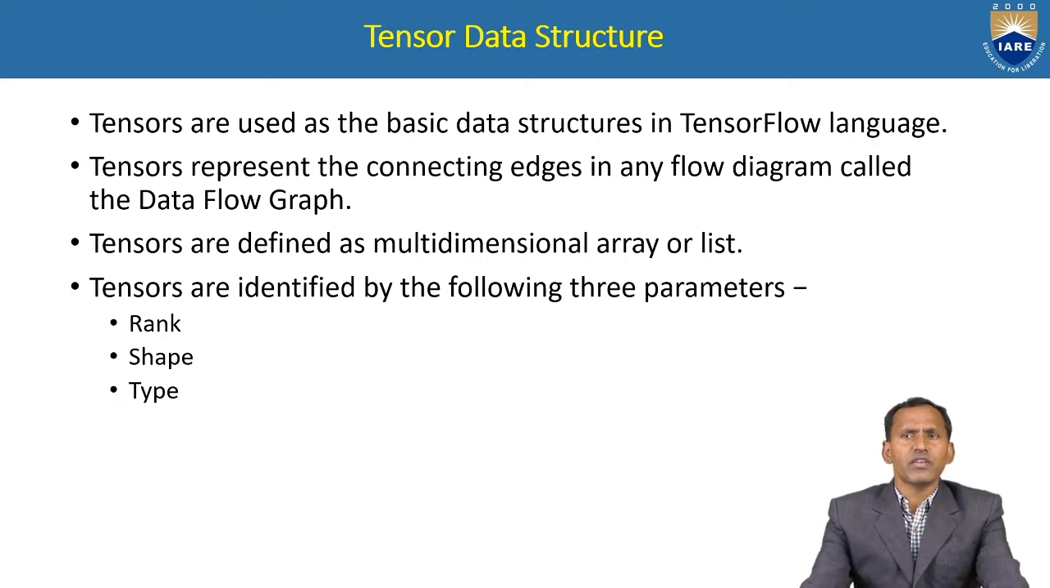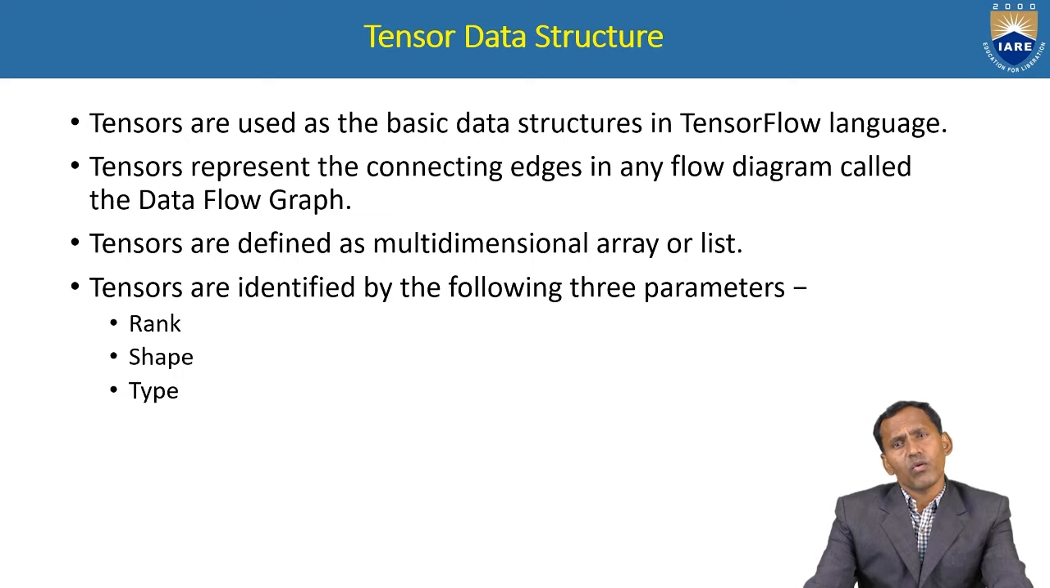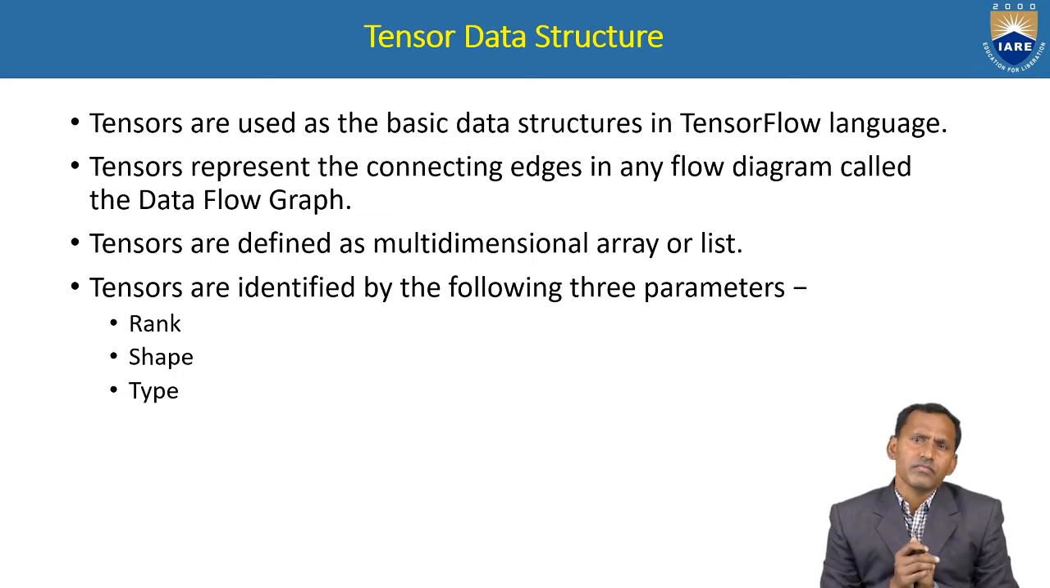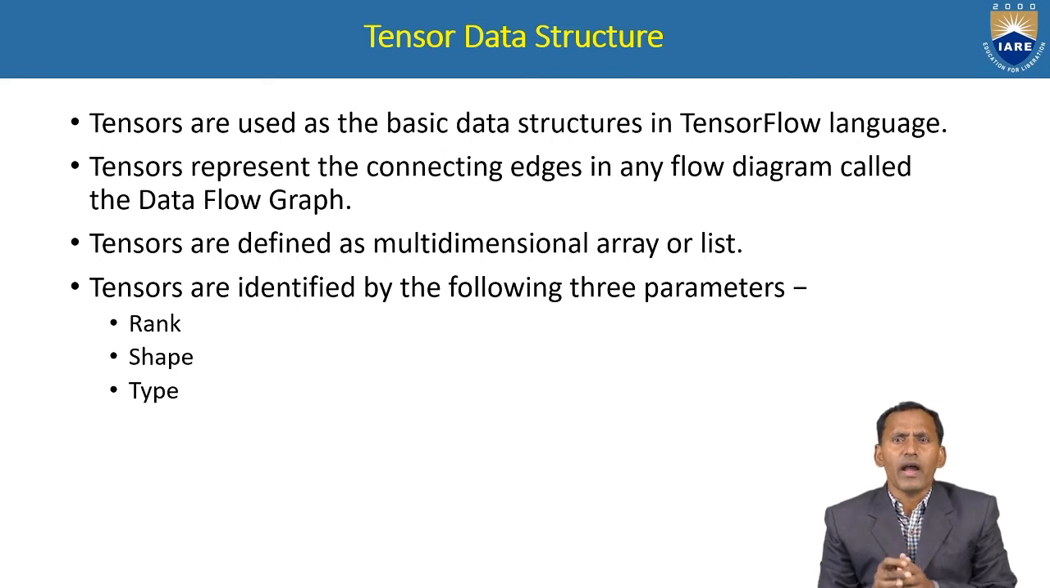Tensors are used as the basic data structure in the TensorFlow language. Tensors represent the connecting edges in any flow diagram called a data flow graph. Tensors are defined as a multidimensional array or list. We can identify tensors in a TensorFlow diagram by using three parameters: rank, shape, and type.